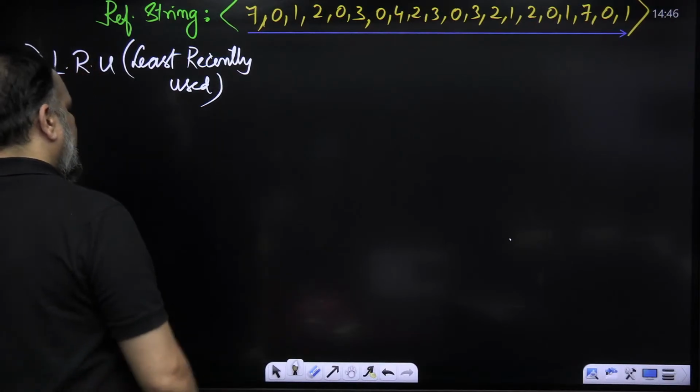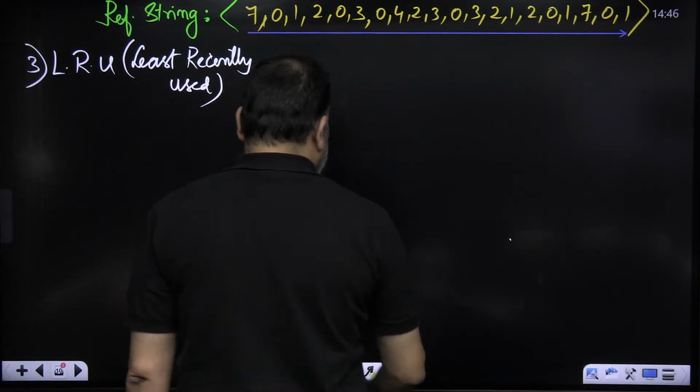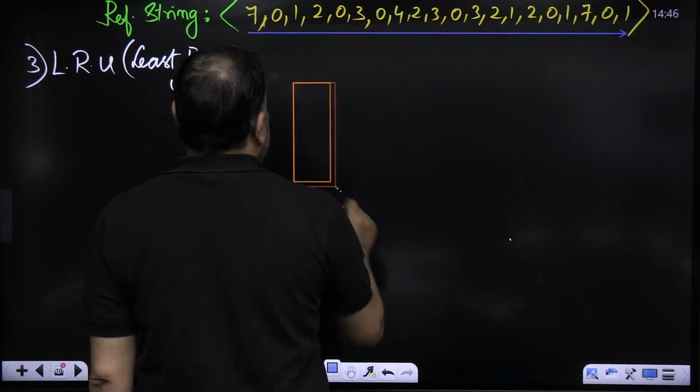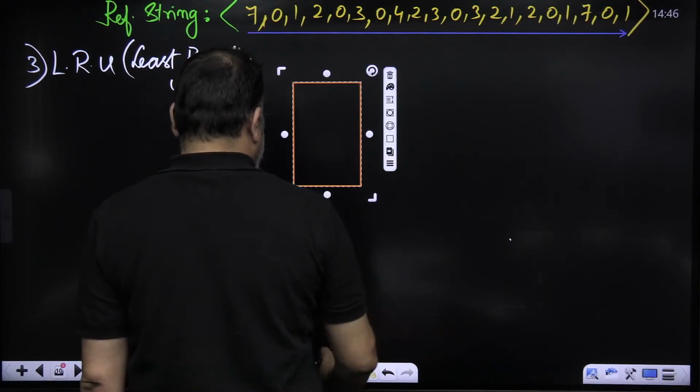So I'm going to make a trace for 3 frames and you are going to work out for 4 frames. You are going to work out for 4. So we will work out here with 3 frames.